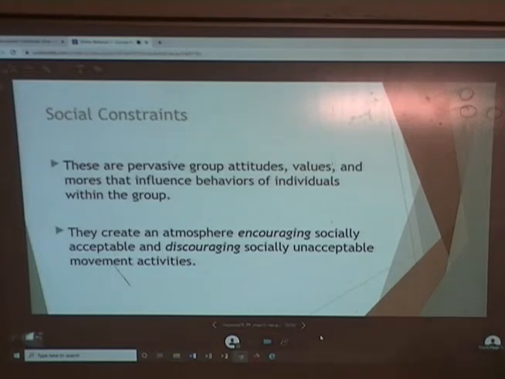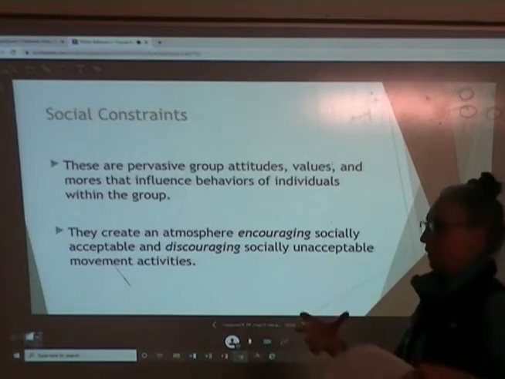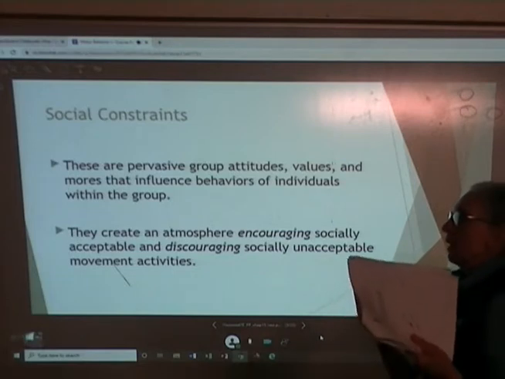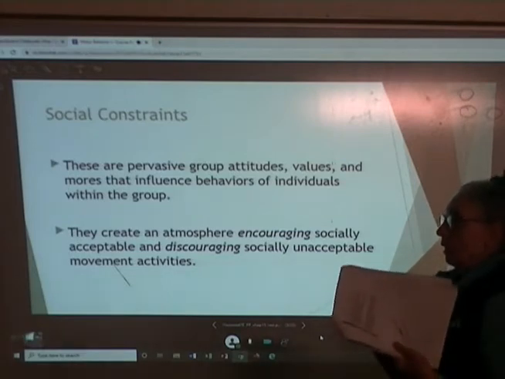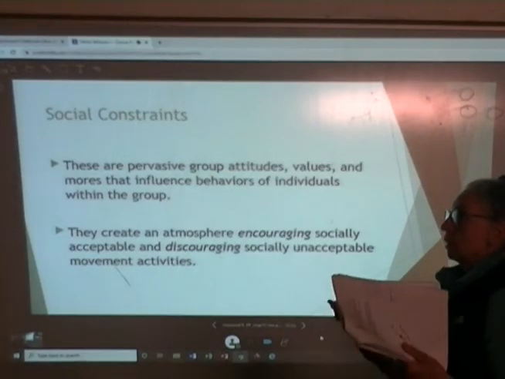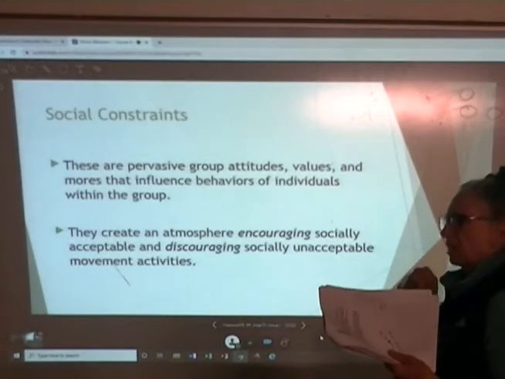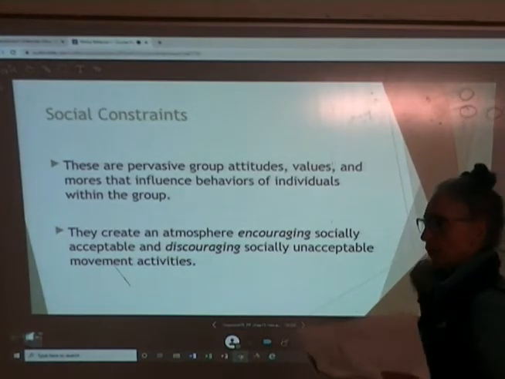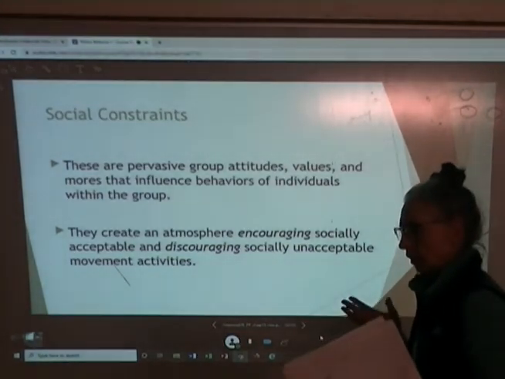So they're pervasive attitudes that come from the group that influence behaviors of people within that group. So what I mean is that it's not necessarily deliberate, right? It's internal, it's learned, it's like a blueprint that I just follow without thinking about it, right?